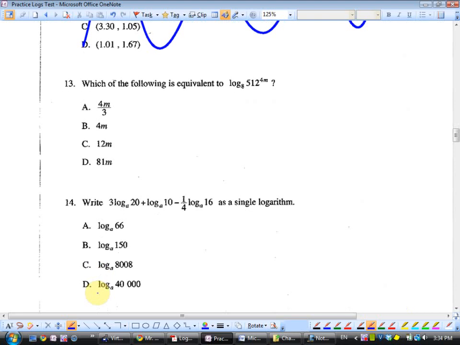13. Which of the following is equivalent to that? Jordan, what don't you see in any of the answers in number 13? Okay. So apparently we can get rid of this. What might we try? Because I really don't know where this question is going. This is where we pull out the log rules like a machete and start whacking away. What log rule might we try first?